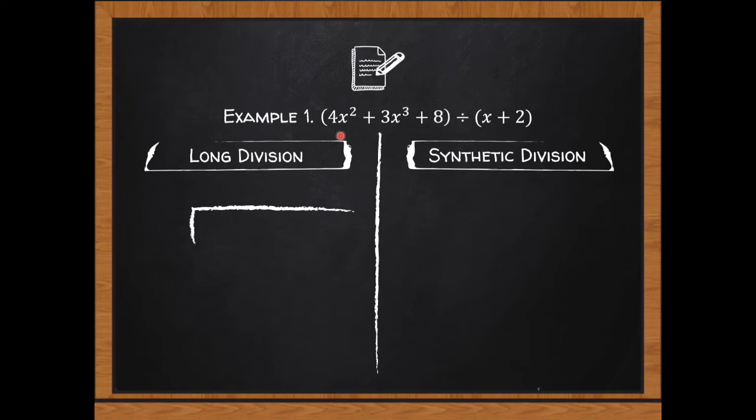So let's start. Ang first step po natin is we arrange the terms of our dividend so that it will be in its standard form, and we insert the missing terms by adding 0 as their coefficients.